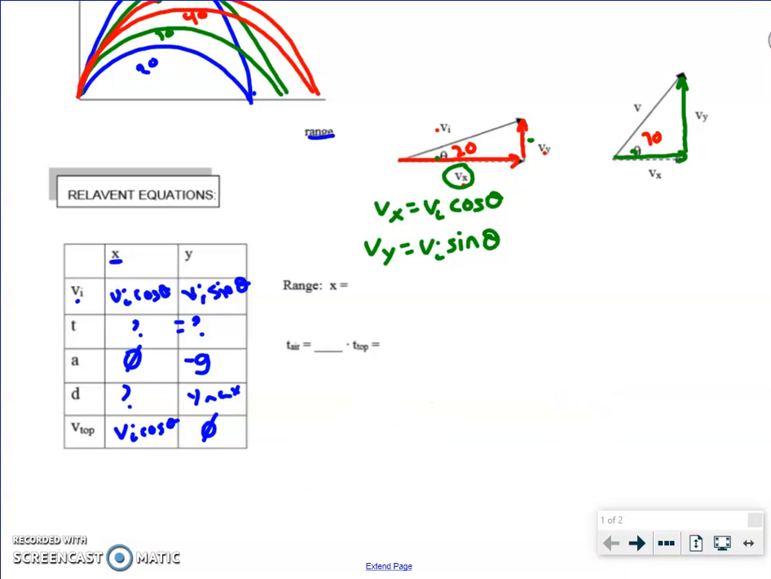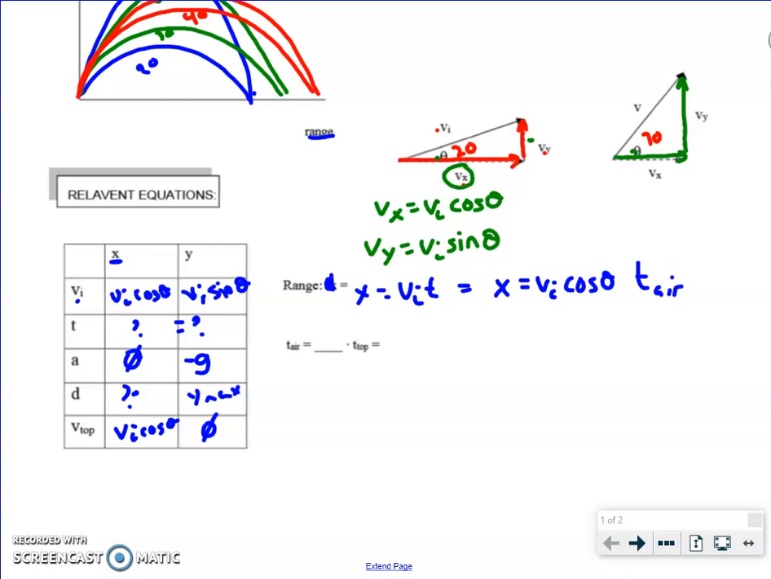Okay, so how do I find range? Well, range is in this column, and I want this. So we're going to call range d, d sub x. Oh, actually, I'm going to keep it x because it's horizontal. That's going to equal my initial velocity times time plus 1/2 at squared. Well, a is 0, so I'm not going to put that term, and my Vi is the same as Vi cos theta, so x is equal to Vi, the initial launch speed, times the cosine of the angle we launch at, times the time in the air.